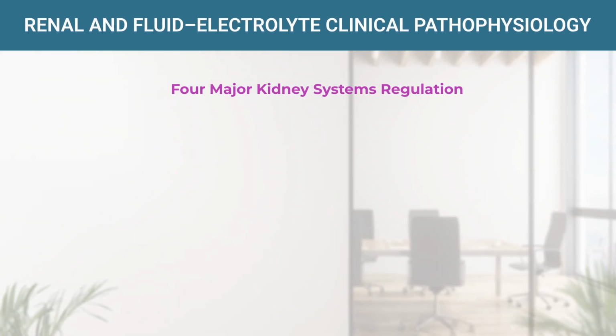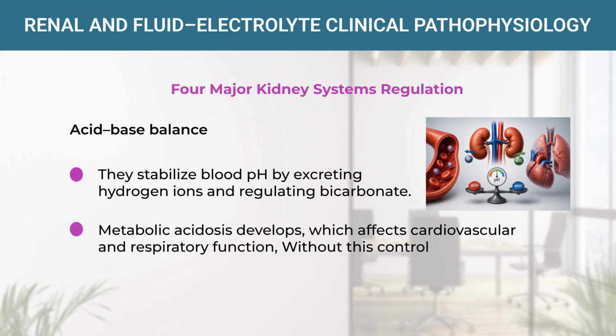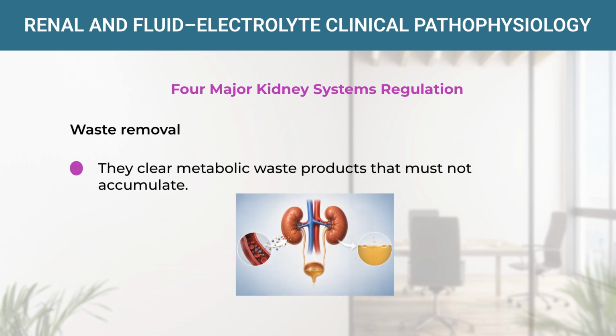Another system the kidneys regulate is acid-base balance. They stabilize blood pH by excreting hydrogen ions and regulating bicarbonate. Without this control, metabolic acidosis develops, which affects cardiovascular and respiratory function. The last system is waste removal. They clear metabolic waste products that must not accumulate.